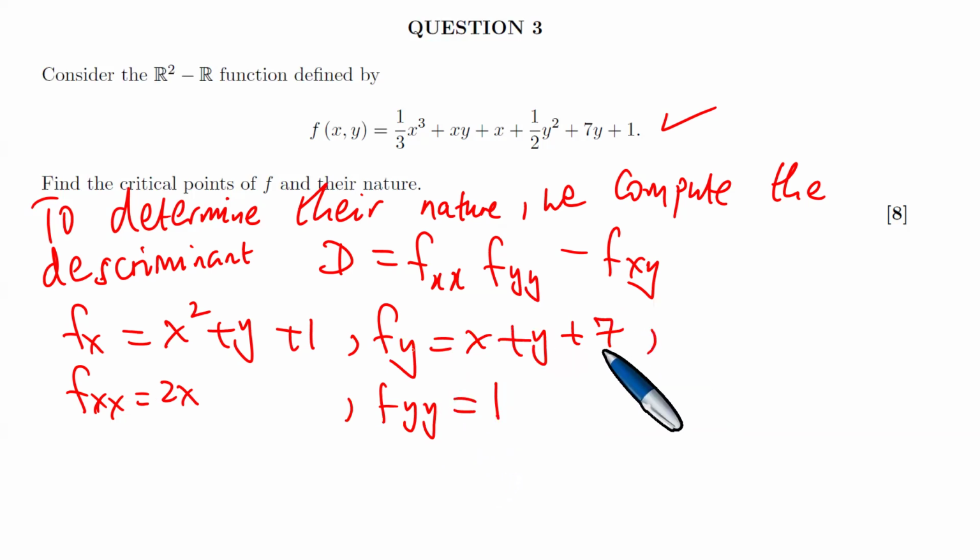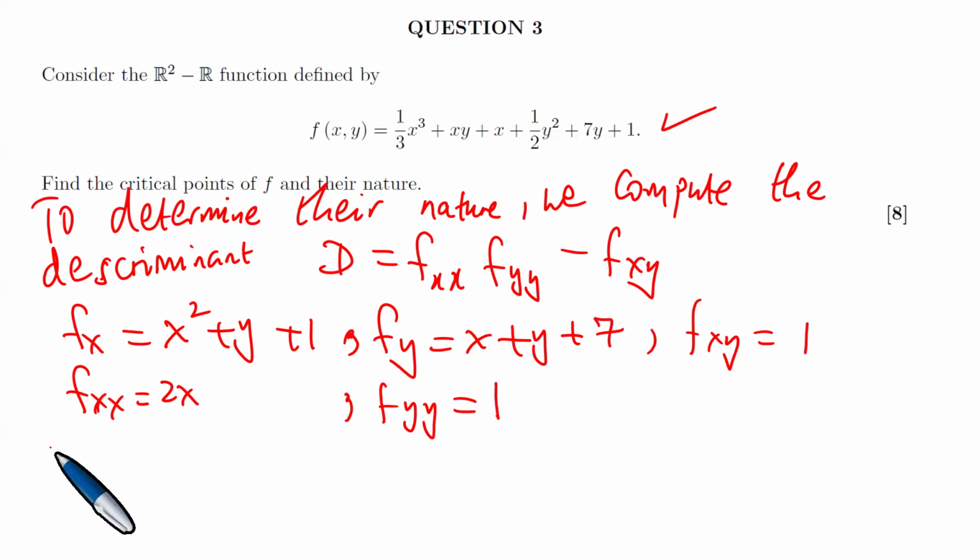Now we continue. fxy. Okay, there's fx. fx is this one. Then differentiate this fx with respect to y. This is going to be 0, 0, and this is going to be 1.